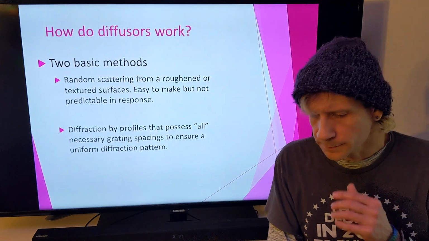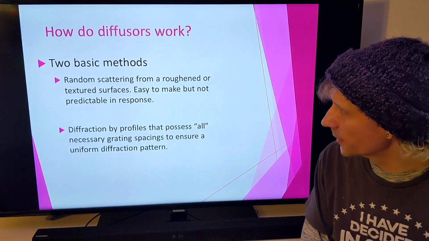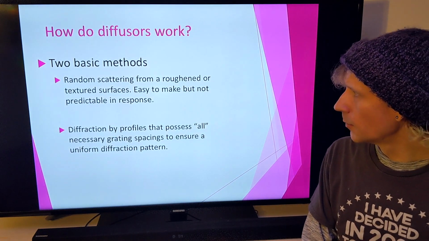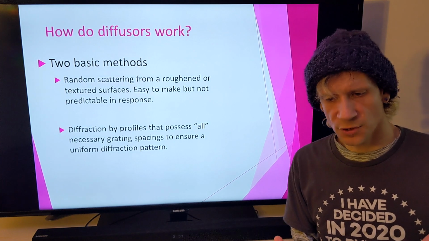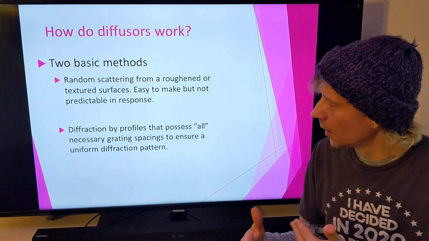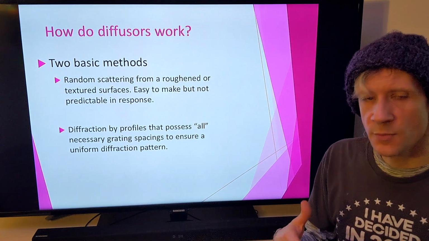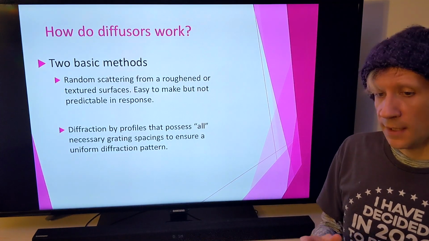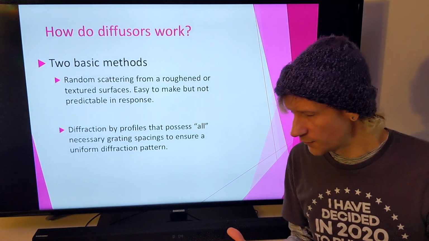So how do diffusers work? There are two basic methods. One is from random scattering: just any sort of rough surface, any surface with texture or with some surface variation is going to have some sort of diffusion. It's not going to be predictable, but it can have very useful diffusion.